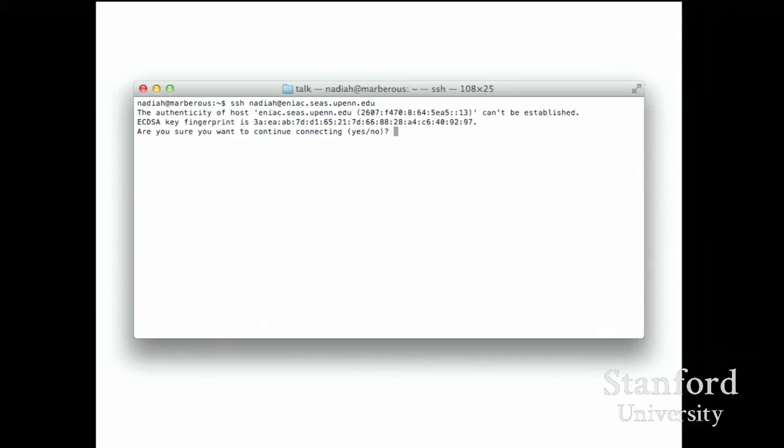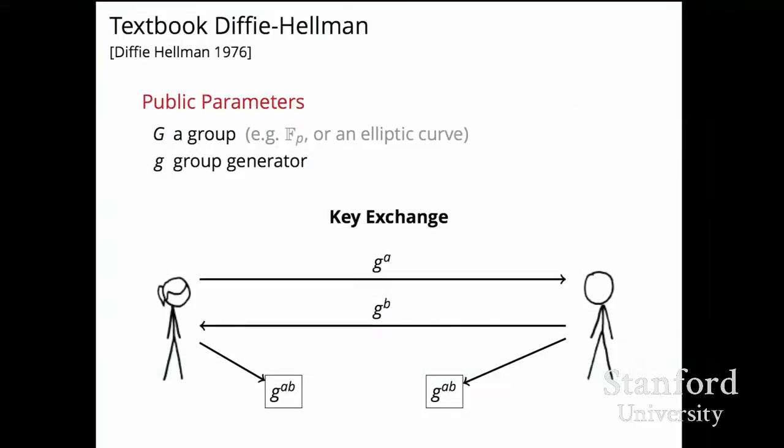Anyway, so here's our SSH connection. So if you're doing SSH, you might use RSA signatures, although this one is using elliptic curve DSA signatures. But if you're using SSH, you are doing a Diffie-Hellman key exchange.